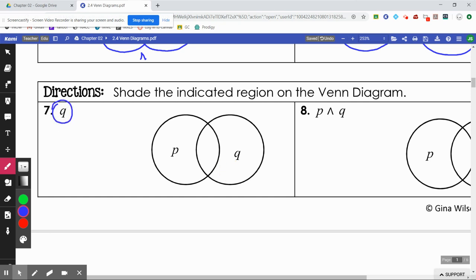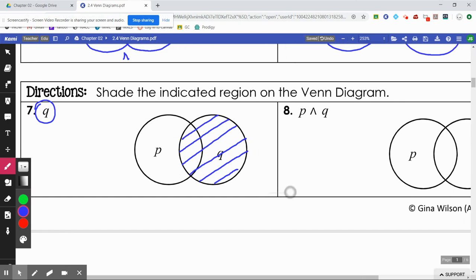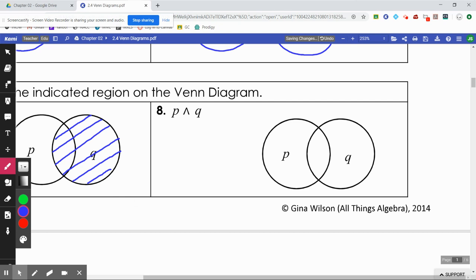Number 7 says shade the region indicated in the Venn diagram. So region Q. Everything that's in region Q would be everything that's in this Q circle, including the overlap. So this is everything that's in Q, everything that's in that circle. Now, the stuff here in the middle is in Q, and it's also in P, but it's still in region Q.